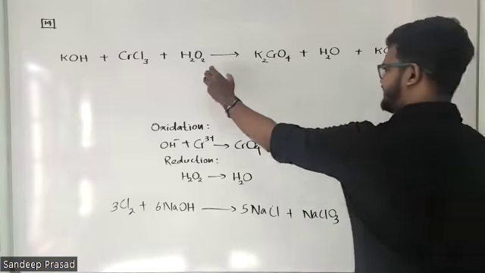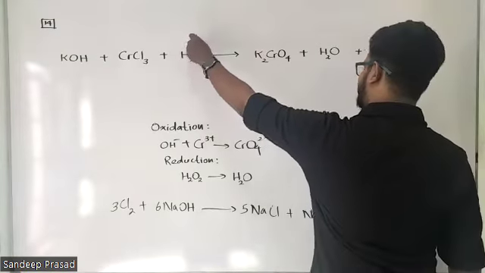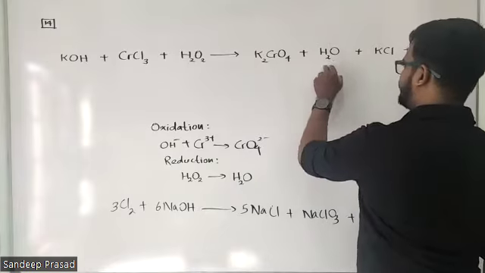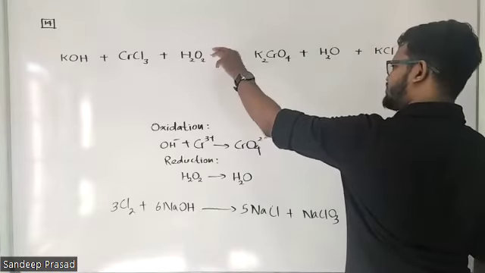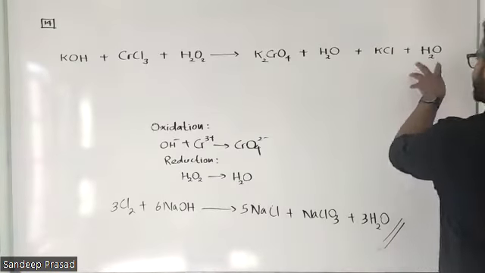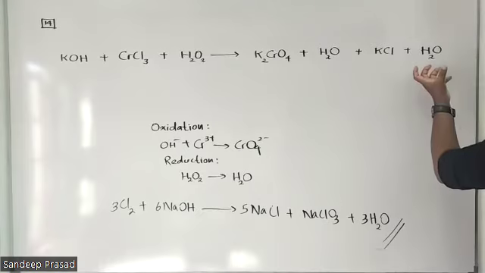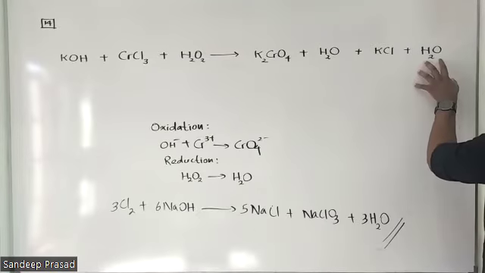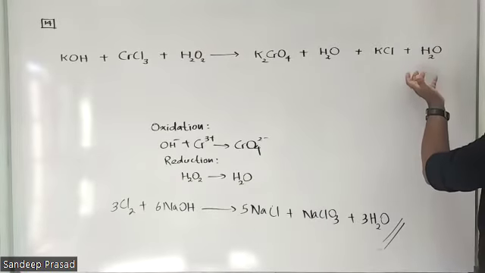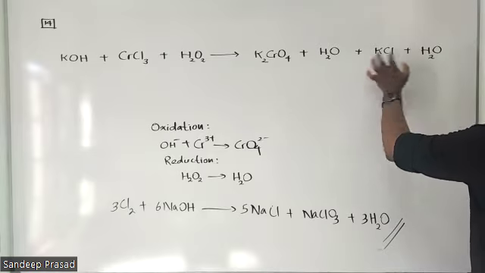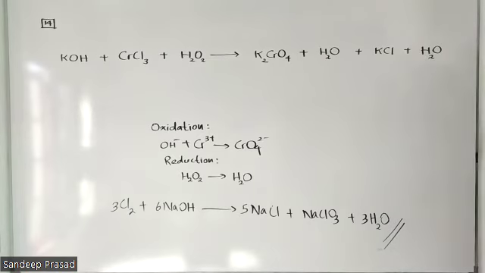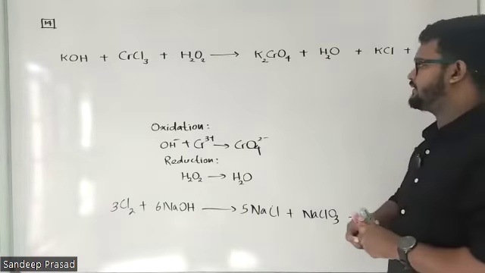Why? The reason is hydrogen peroxide is reducing into water. So these are the water molecules that came from the reduction of hydrogen peroxide. And these are the water molecules of the byproduct of the reaction. So therefore, there are two types of water molecules. Try to understand that. Now go for the balancing part.